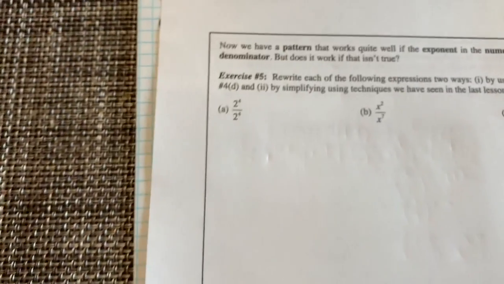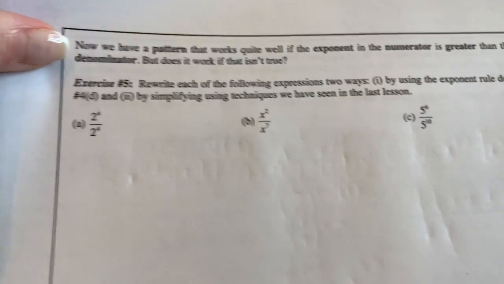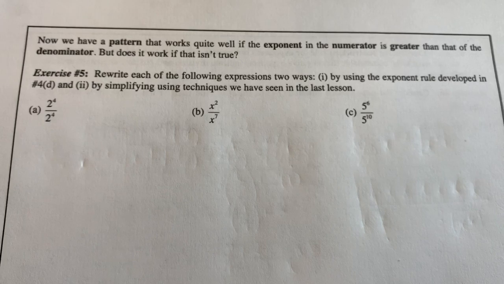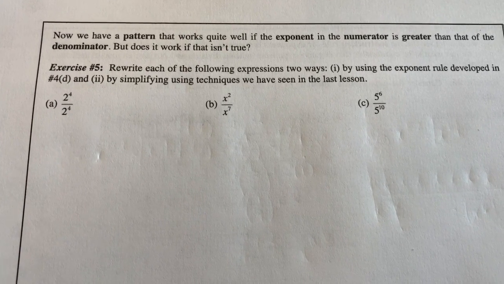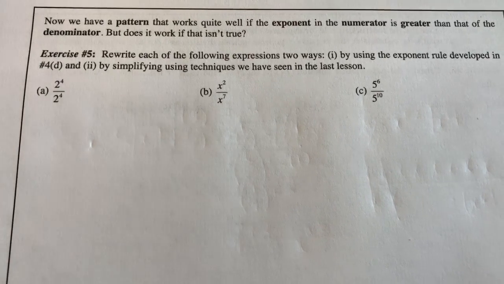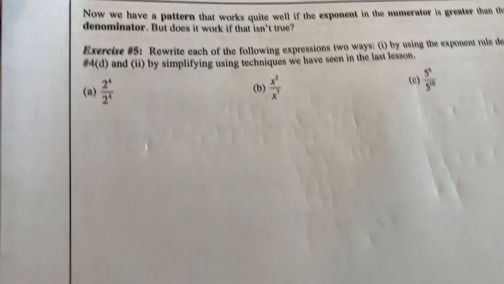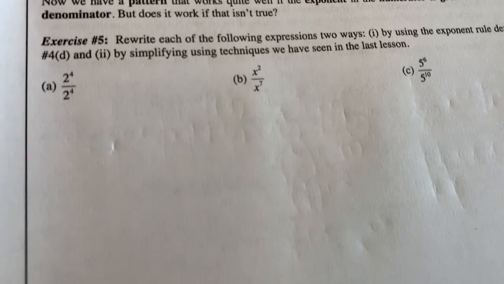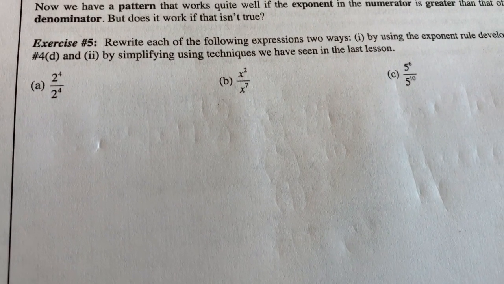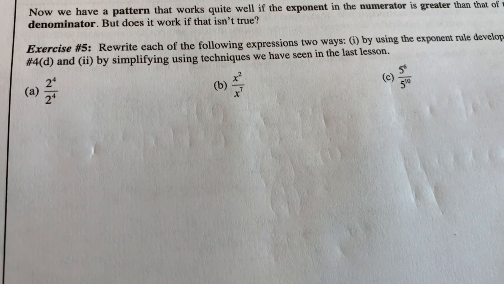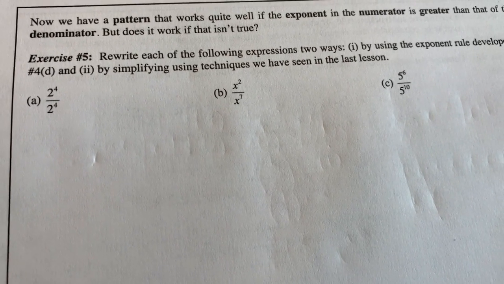Okay, so where am I? Exercise 5. Sorry. Okay, so now we have a pattern that works quite well if the exponent in the numerator is greater than that of the denominator. But does it still work if that is not true? So we're going to look at what happens if the denominator exponent is not smaller than the numerator. What's going to end up happening is we're going to end up with negative exponents. But all we're going to do is change them to positive exponents by using the new rule that I just taught you.